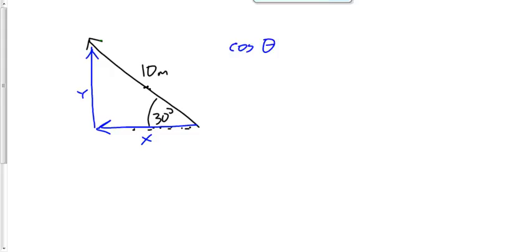And the reason we use the cosine function here is because sine is opposite over hypotenuse, cosine is adjacent over hypotenuse. And we've got the adjacent side that we're looking for, and we have the value of the hypotenuse here. Cosine 30 degrees is equal to adjacent over hypotenuse, or x over 10 meters. X ends up being equal to 8.66 if you do that on your calculator.